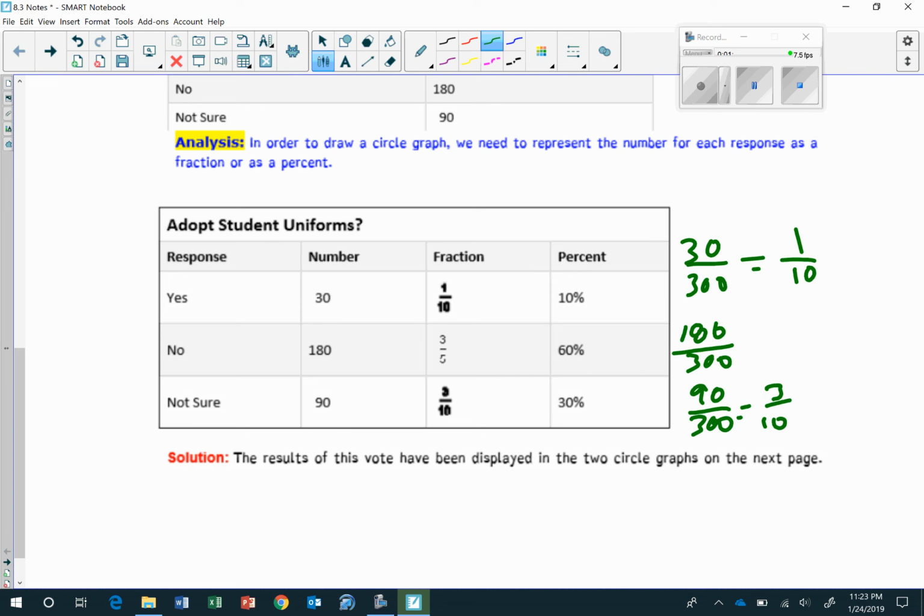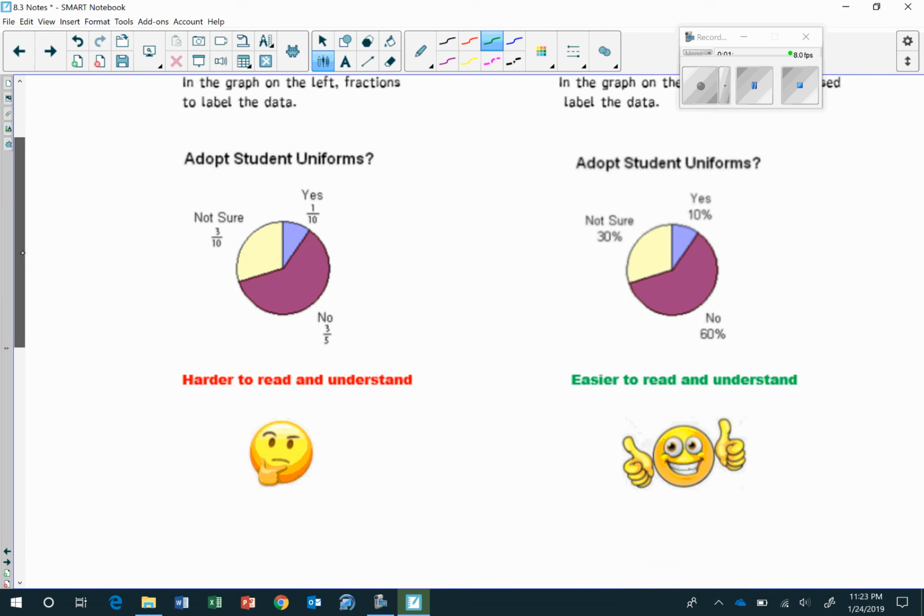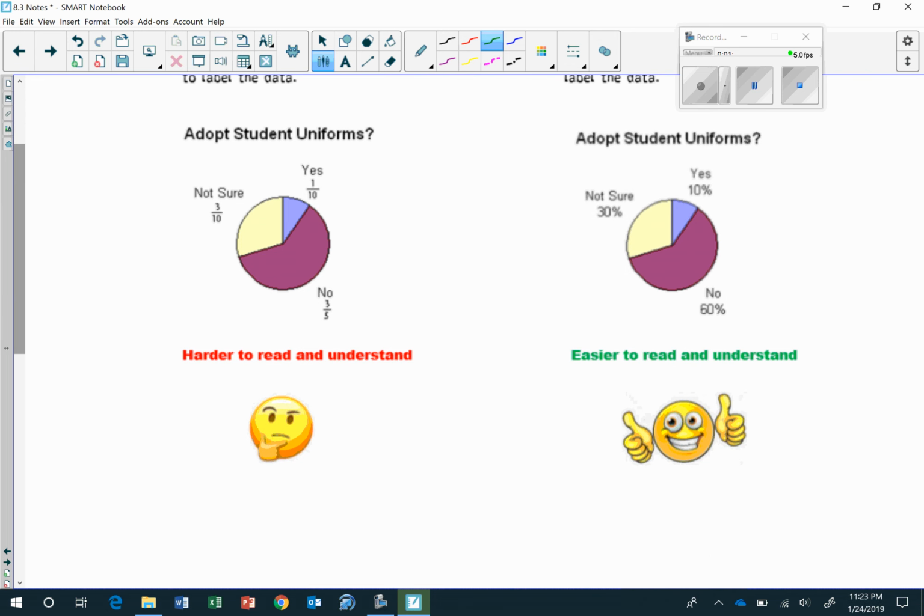If you look at the next page, we have two circle graphs for the same thing. The one on the left shows fractions. The one on the right shows percents. As you can see, it's a lot easier to read a circle graph if you have it in percent form. So you can do it either way, it's just going to be easier to follow if you have percents.